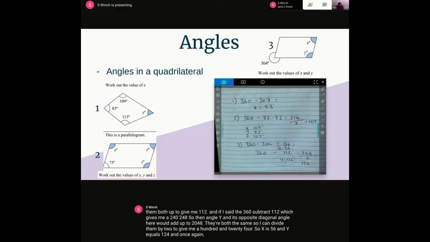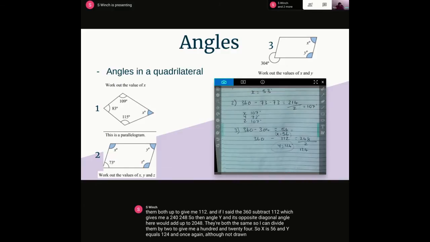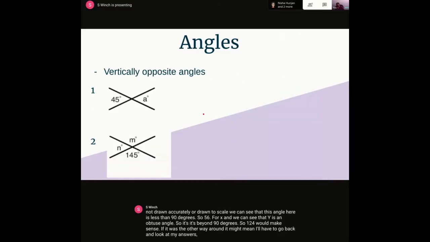And once again, although not drawn accurately or drawn to scale, we can see that this angle here is less than 90 degrees, so 56 for X. And we can see that Y is an obtuse angle, so it's beyond 90 degrees, so 124 would make sense. If it was the other way around, it might mean that I'll have to go back and look at my answers.